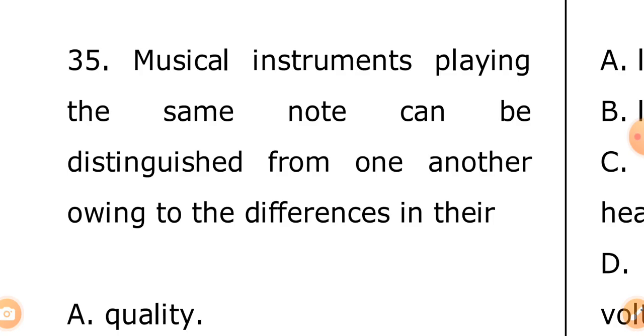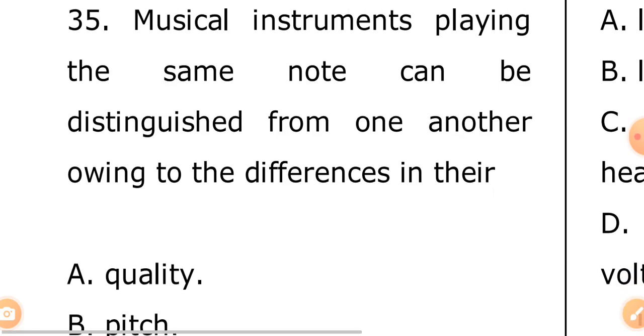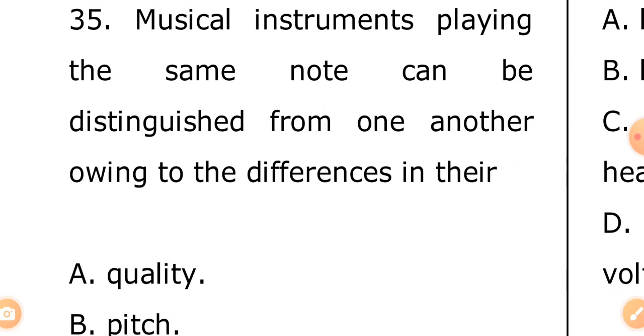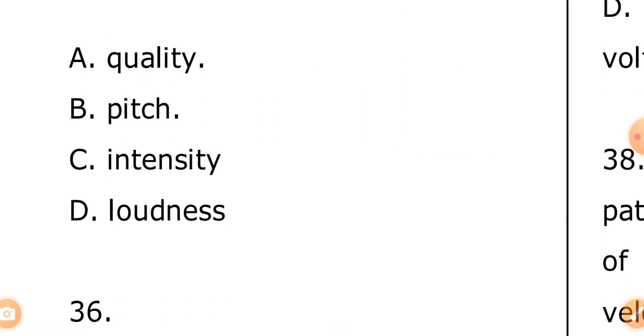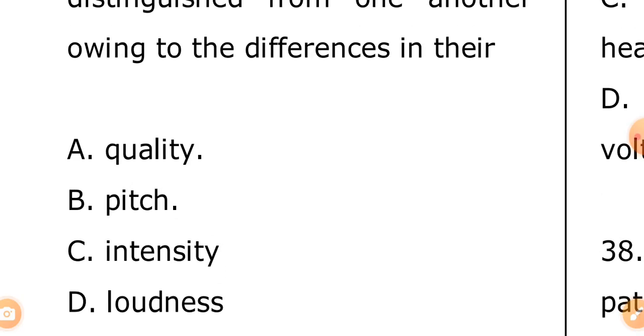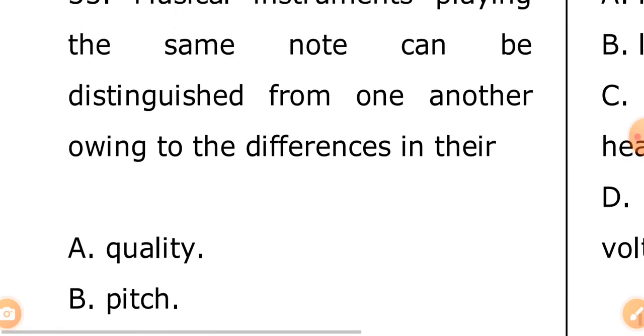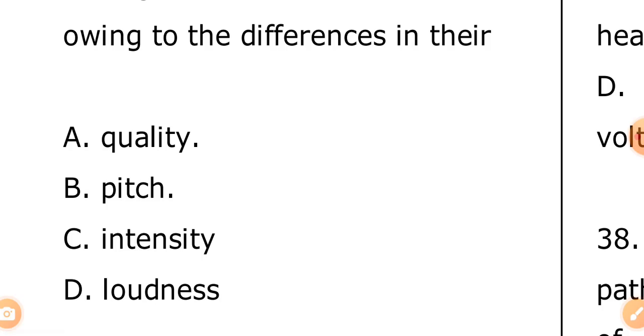Okay. 35. Musical instruments playing the same note can be distinguished from one another owing to the differences in their dash. A. Quality. B. Pitch. C. Intensity. D. Loudness. What is the answer? The answer is differences in the pitch. Okay, differences in the pitch.